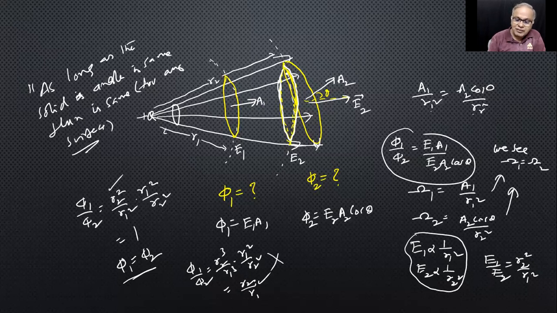That's why the flux through this real one is equal to the flux through this projection only. I told you already in the beginning itself. But since they are making the same solid angle, the same flux is going through them. And since E1 by E2 is R2 square by R1 square, the flux became the same.